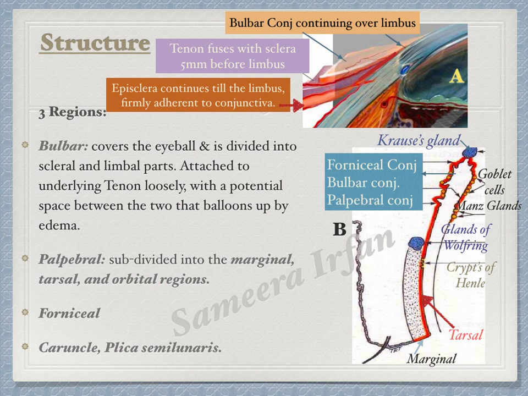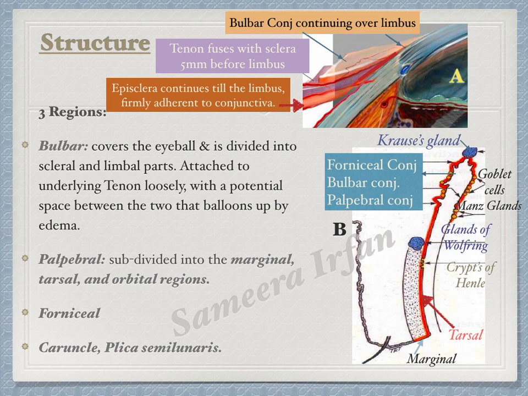Where the tenon ends anteriorly, the bulbar conjunctiva fuses with the episcleral tissue and then continues forwards as the most important limbal part of the conjunctiva for about 1 millimeter over the cornea. The palpebral conjunctiva lines the eyelids and is further divided into marginal, tarsal, and orbital regions, all firmly adherent to the underlying structures as shown in figure B.